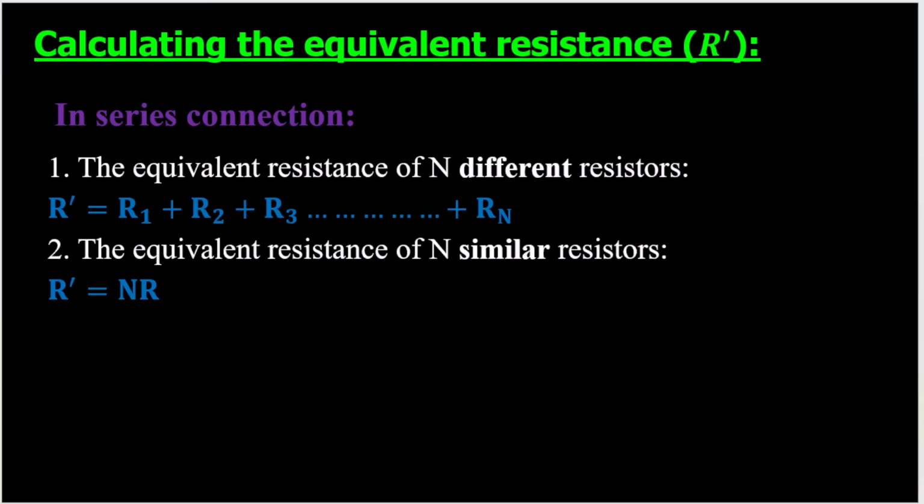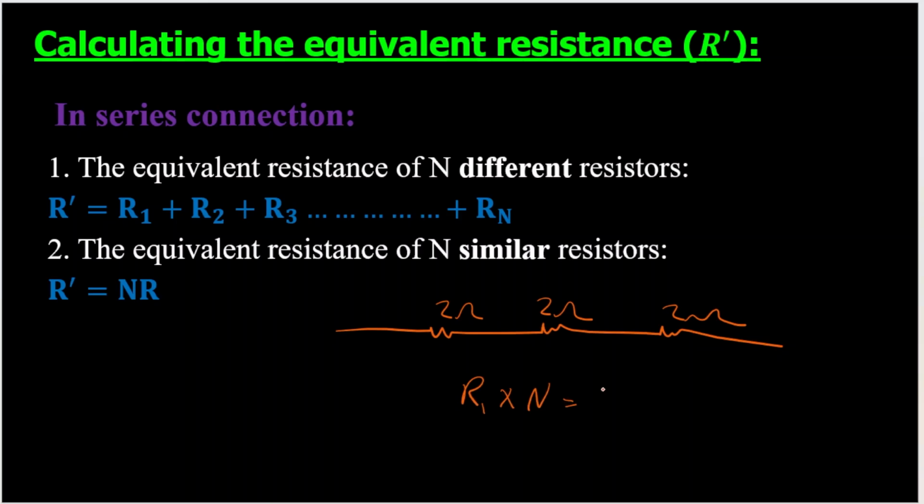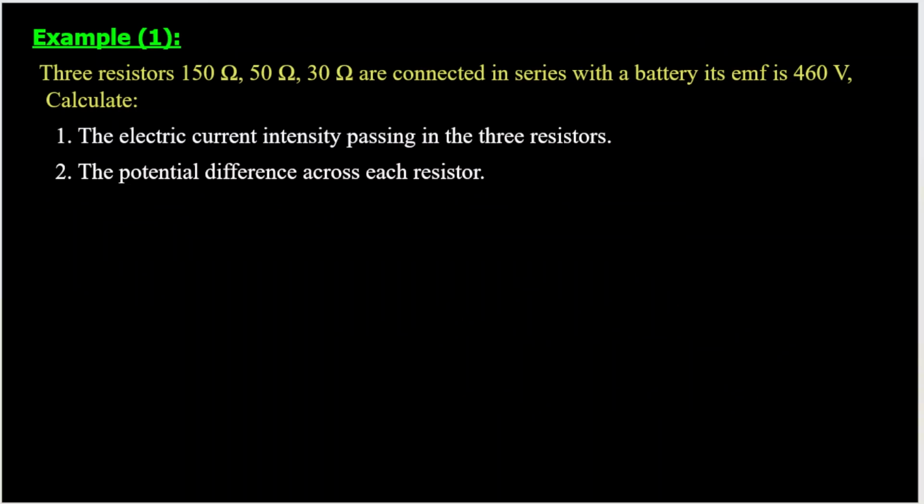This is the formula. What if we have equal resistors? For example, 2 ohm, 2 ohm, 2 ohm. Instead of adding them, we just take one and multiply by their number. So 2 times 3 is 6 ohm. This is exactly the result you get from adding 2 plus 2 plus 2. The same. Let's answer some questions. Three resistors, 150 ohm, 50 ohm, 30 ohm, are connected in series. So one is connected after the other.